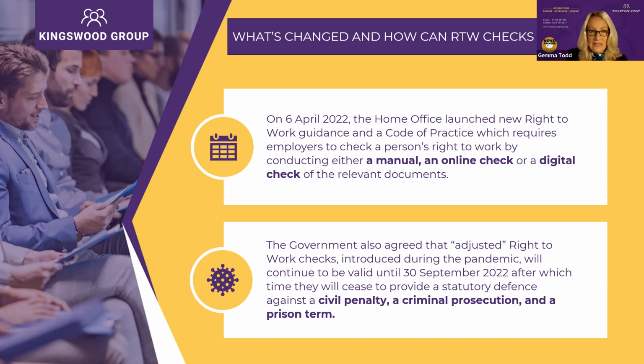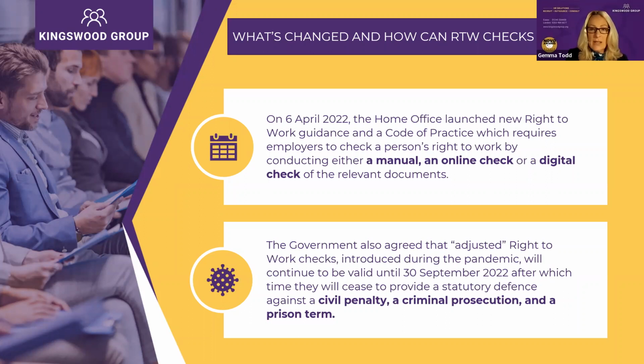Now, this was due to cease at the end of March, but has now been extended until the 30th of September. And the reasoning behind that is this temporary extension is to allow more of the new identity service providers, the IDSPs, to be launched and adopted by employers. And I'm going to talk a little bit more about IDSPs as we go through this webinar.